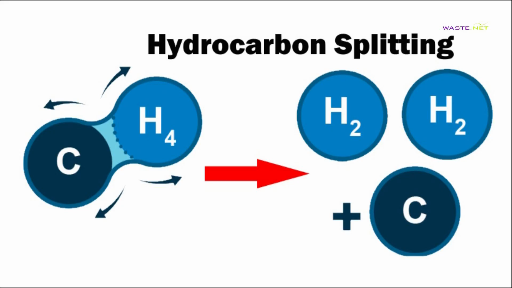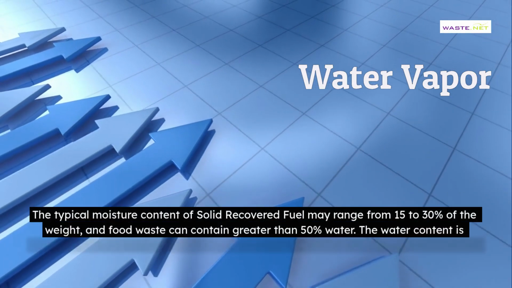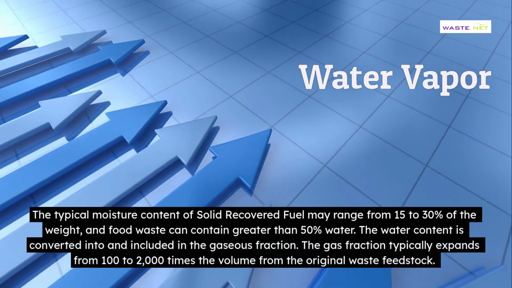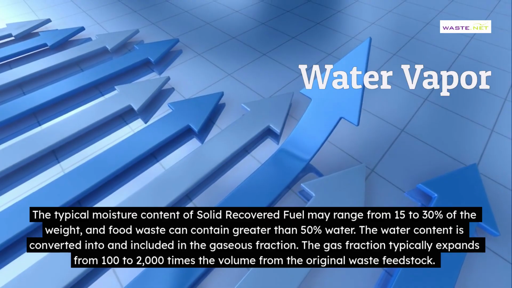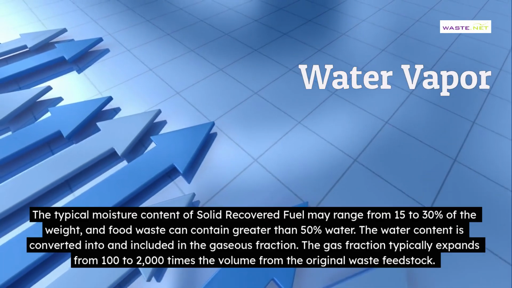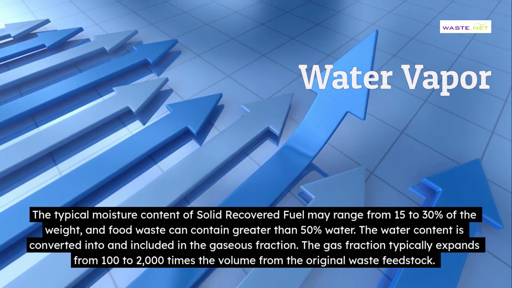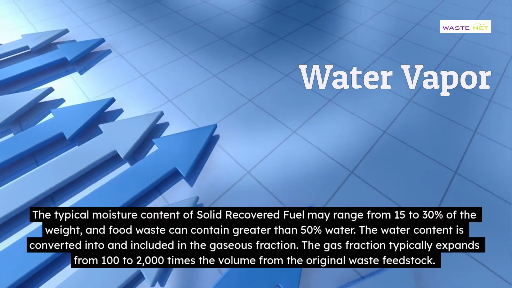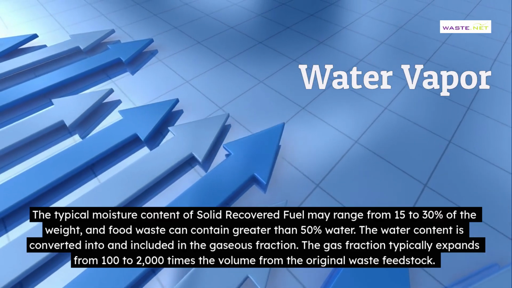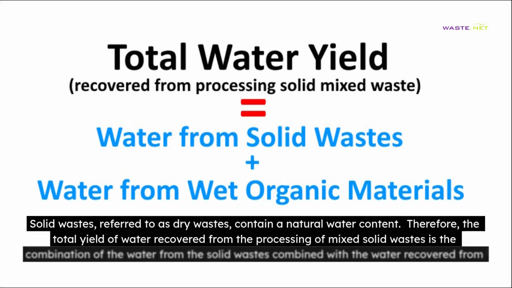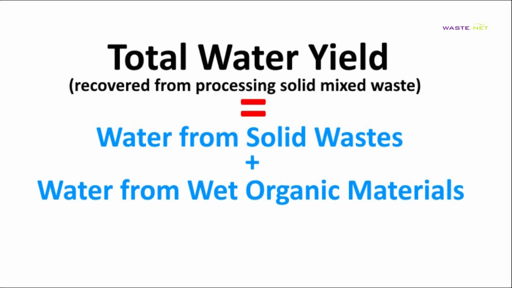The typical moisture content of solid recovered fuel may range from 15 to 30% of the weight, and food waste can contain greater than 50% water. The water content is converted into and included in the gaseous fraction. The gas fraction typically expands from 100 to 2,000 times the volume from the original waste feedstock. Solid wastes, referred to as dry wastes, contain a natural water content. Therefore, the total yield of water recovered from the processing of mixed solid wastes is the combination of the water from the solid wastes combined with the water recovered from the wet organic materials.